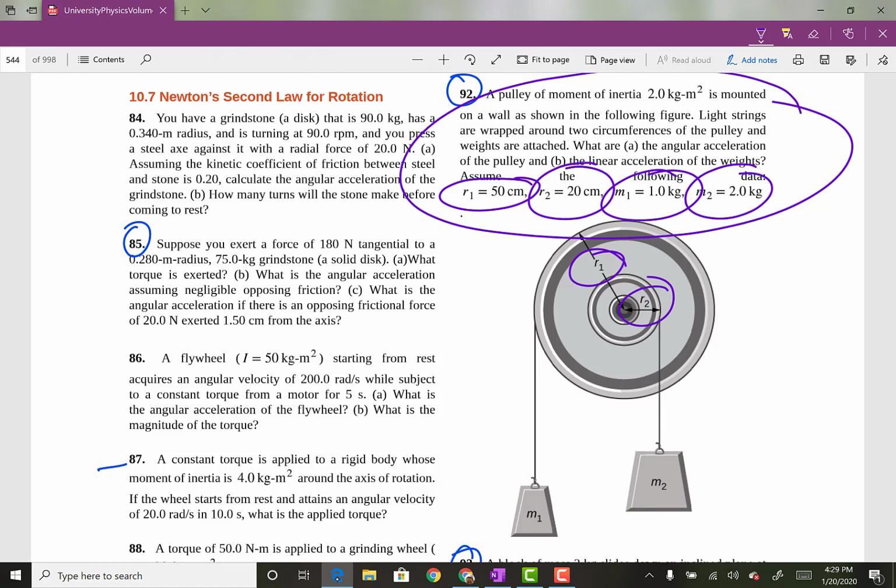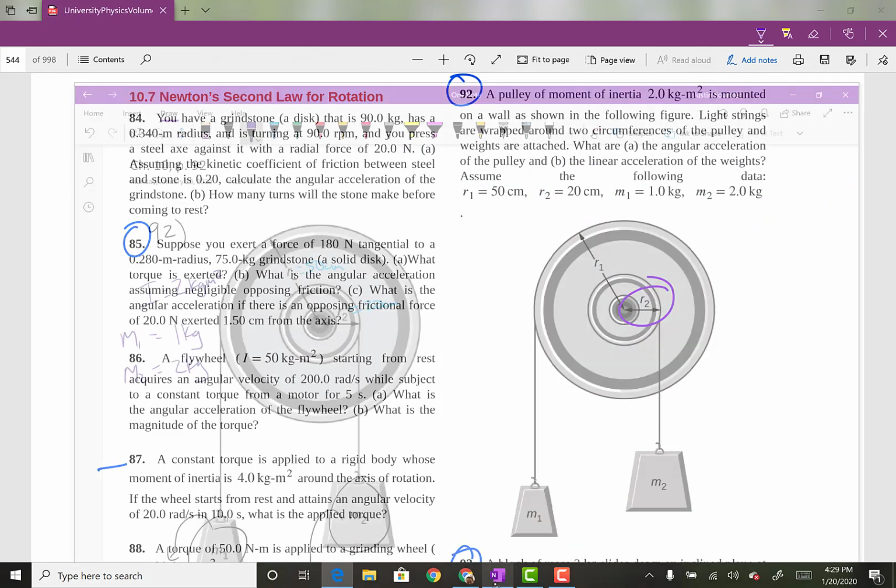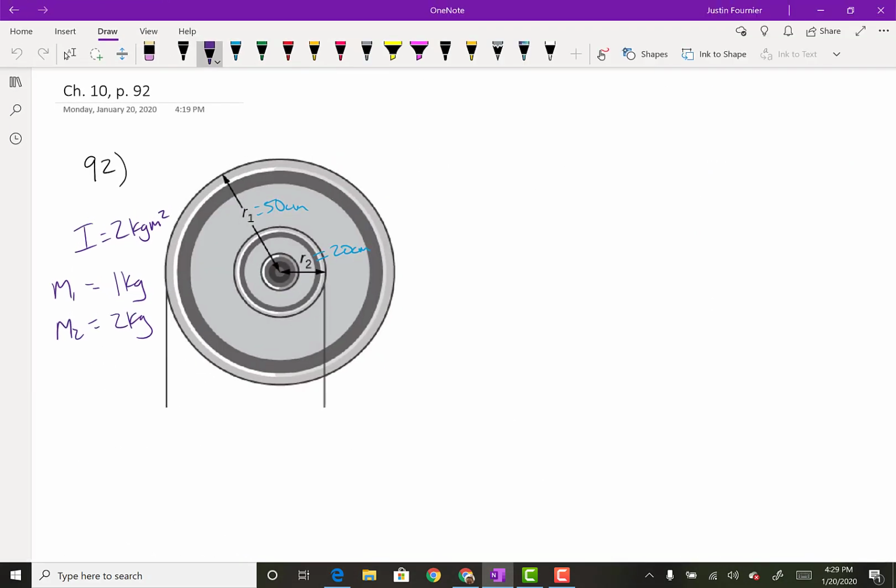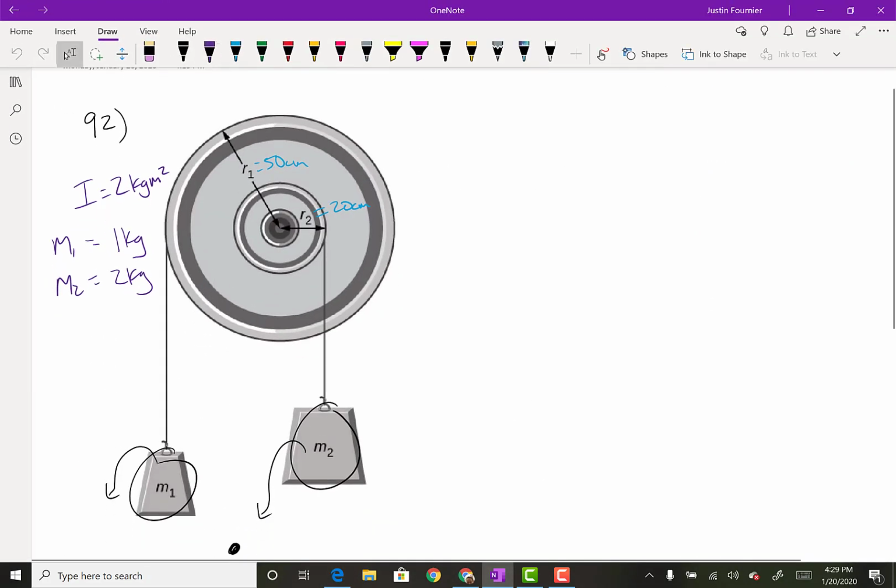So, all right, going to go to my notebook where I have this all set up. Here's 92. I have all my information that I need. I did see this in most of your homeworks, everybody pretty much drew this diagram, which is exactly what you'd want to draw. And then label R1, R2, M1, and M2. We also got the moment of inertia of the whole thing is 2 kilograms meters squared. We're going to need that. And then the masses of each mass is right there as well.